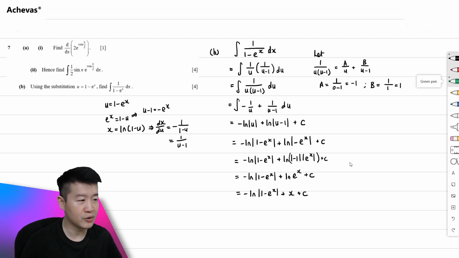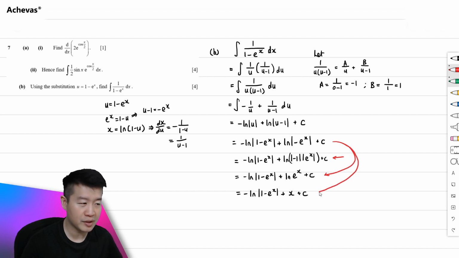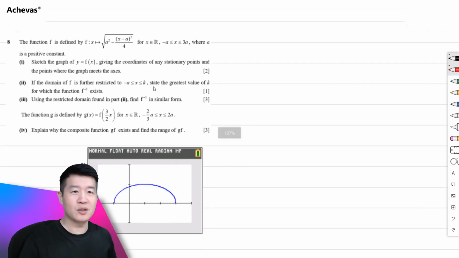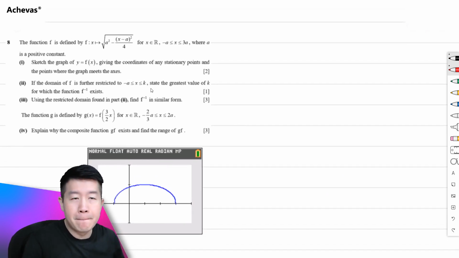It is not necessary for you to be writing down this. It is more for me to explain why this negative 1 can disappear. You can just directly go from here to here, or I think if you go from here directly to here, it is also fine. So let's take a look at this question.